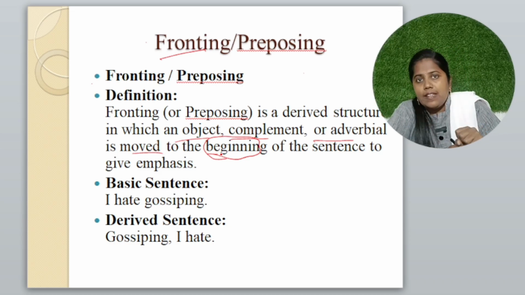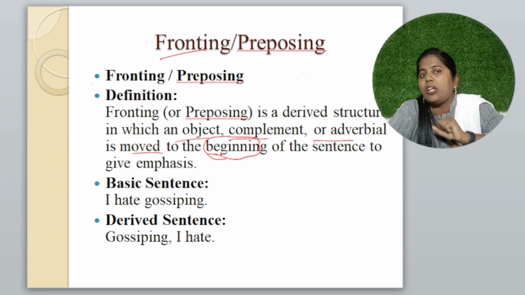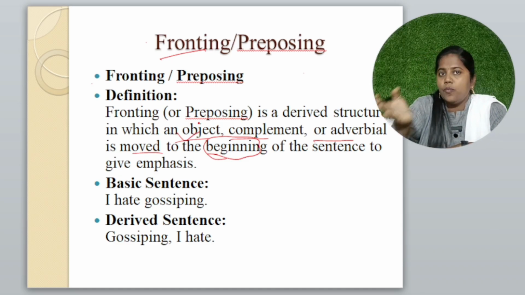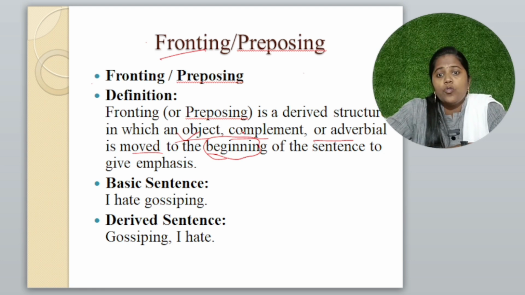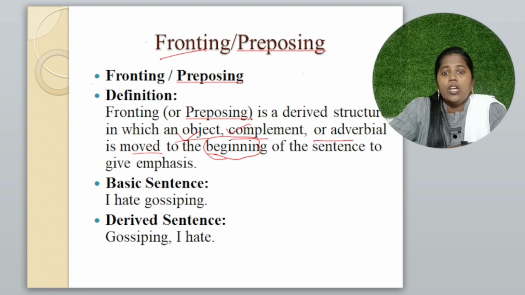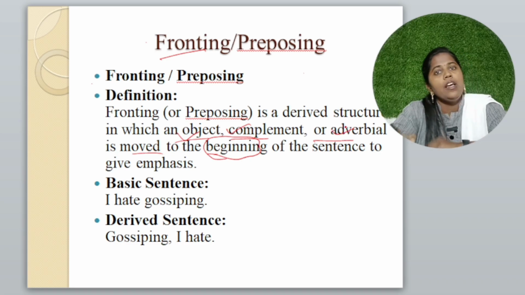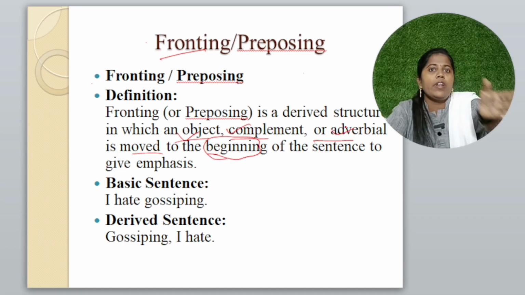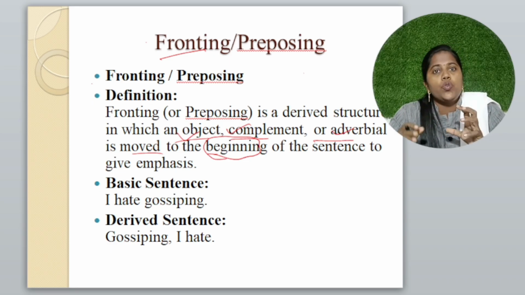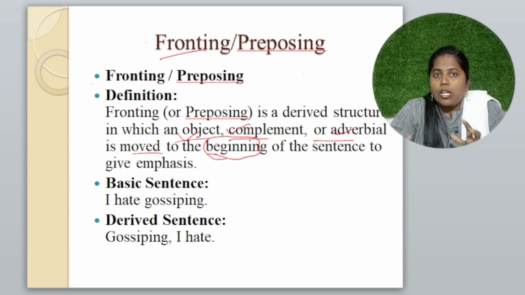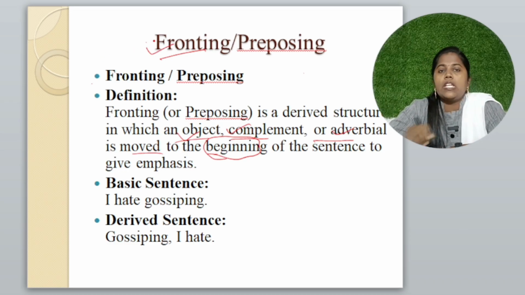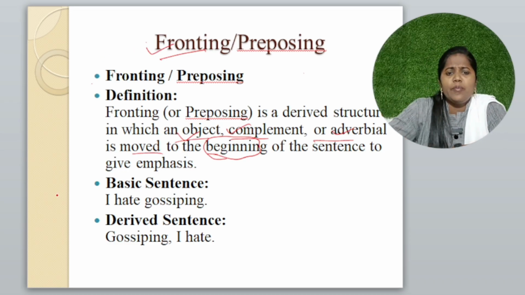Why are we doing this? If I want to focus on a particular element, if I want to focus on the object, then I will shift this object to the front. If I want to focus on the complement, then I will shift it to the front. If I want to focus on the adverbial, again I will shift it to the front, or we can say the beginning of that sentence. So to focus on or emphasize a particular element of that sentence, I can use this type, that is fronting.